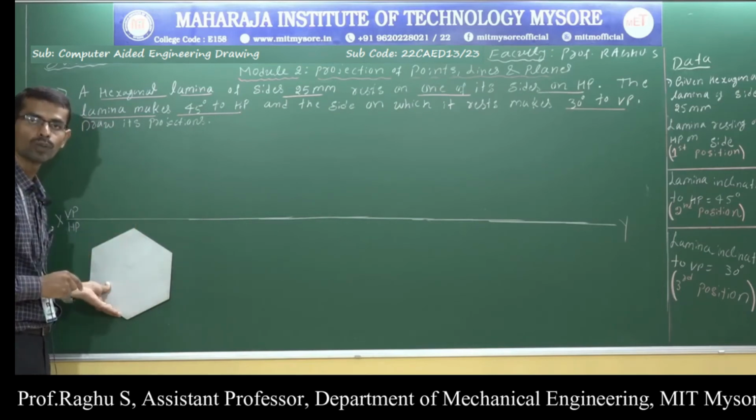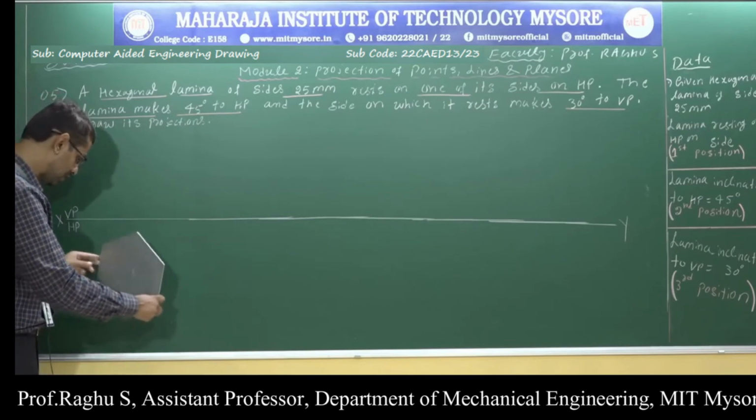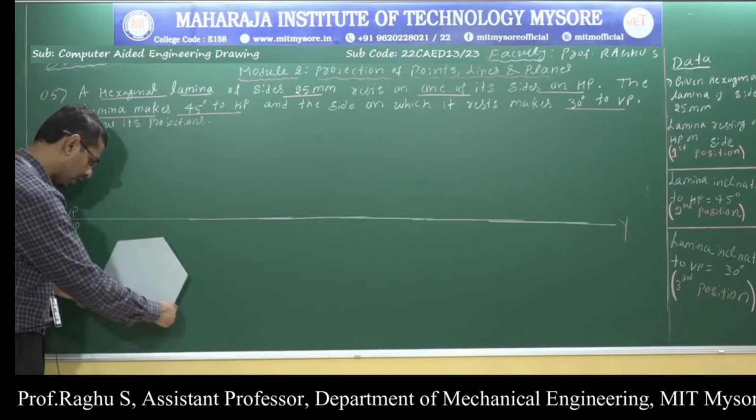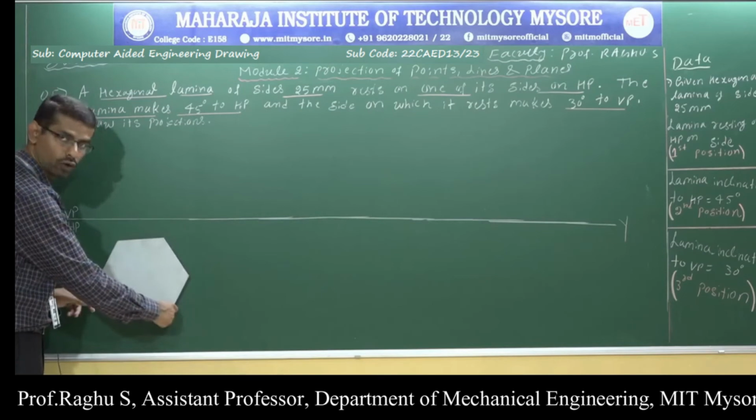Now draw the top view. Suppose if you place the lamina like this, it will become corner condition. Towards your left side we have a corner.